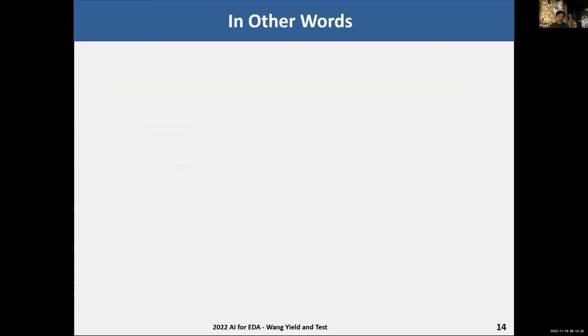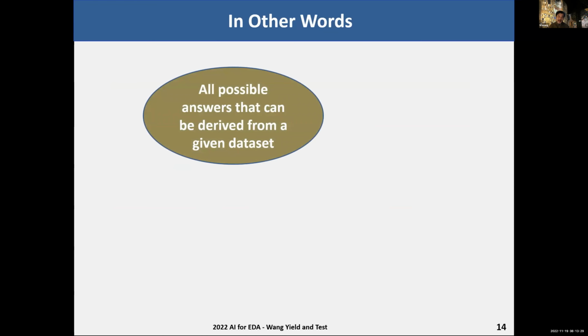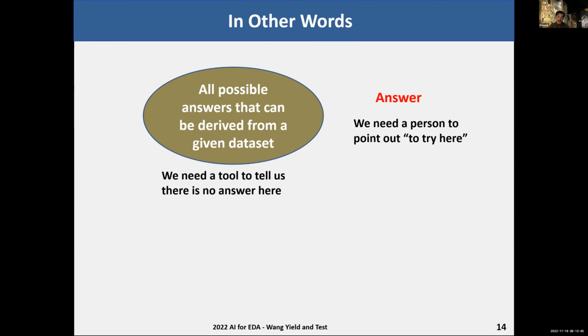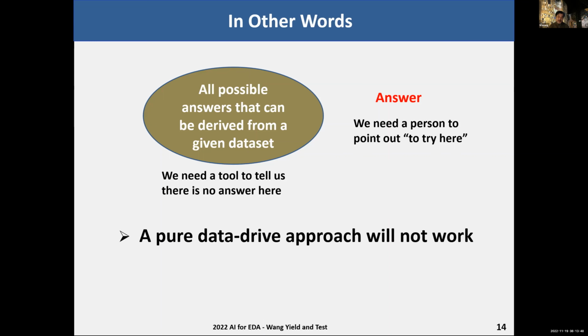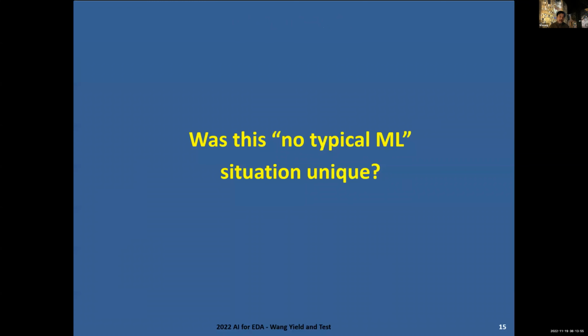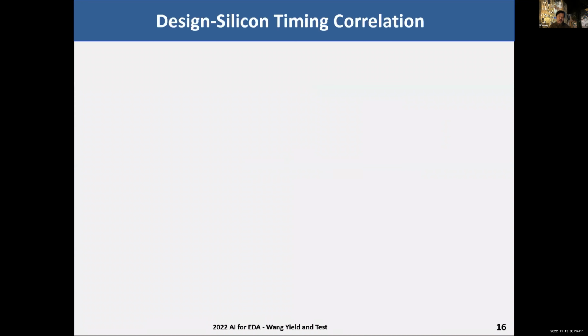So in other words, if you think about these pictures, and if we consider all possible answers that can be derived from the given data sets, our answer was actually lying outside. We need a tool to tell us there's no answer with this data set, and we need a person to point out where to try. So in this view, a pure data-driven approach will not work, and we certainly need expert inputs. After the 2014 experience, we started to wonder: was this no-regular or no-typical machine learning situation unique to that particular problem, the yield problems, or is it common to other contexts we had encountered before?